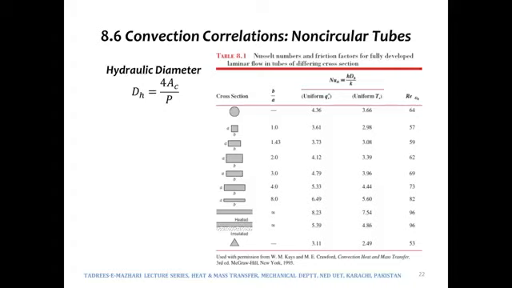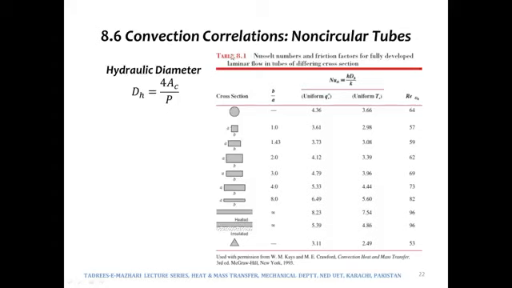Now, the last thing before we start solving a few of the problems, so as to get an in-depth understanding, is this topic of convective correlations in non-circular tubes. Non-circular tubes means we may not always have a circular cross-sectional tube, rather we may have a square cross-section or rectangular cross-section.